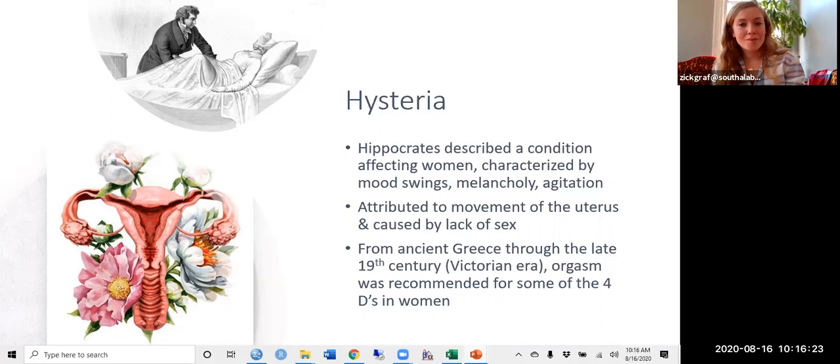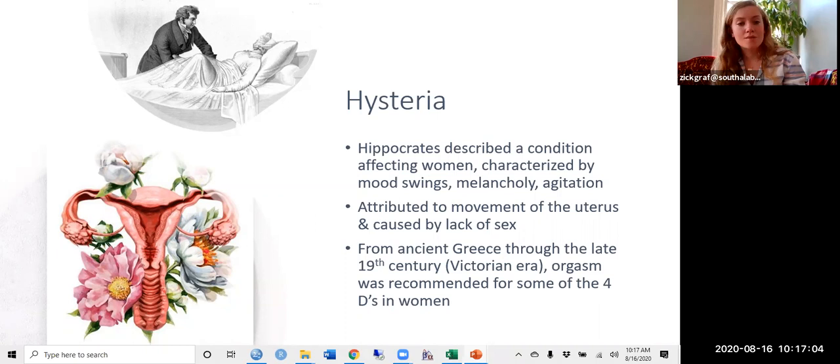Hippocrates and many European physicians after him attributed hysteria to not having enough sex. So the idea was that the uterus gets inflamed or upset. Hippocrates actually thought it moved around the body if a woman wasn't having a quote-unquote normal sex life with penetrative sex with a man. So from ancient Greece through the Victorian era, some of these symptoms in women, so agitation, mood swings, depression, and some physical ailments were treated with orgasm. So women were recommended to make sure that they were having sex with their husband. Physicians weren't typically encouraging extramarital sex, or sometimes through masturbation.